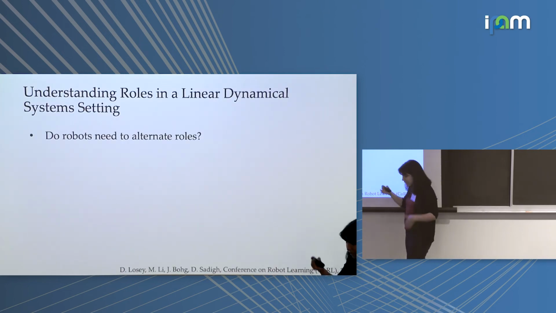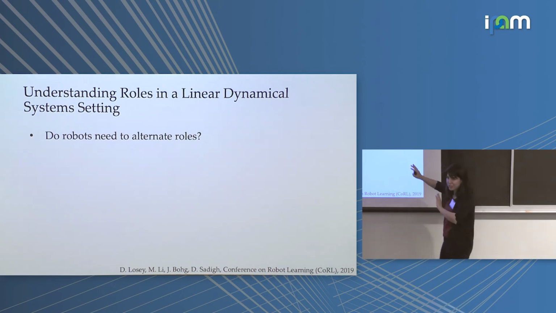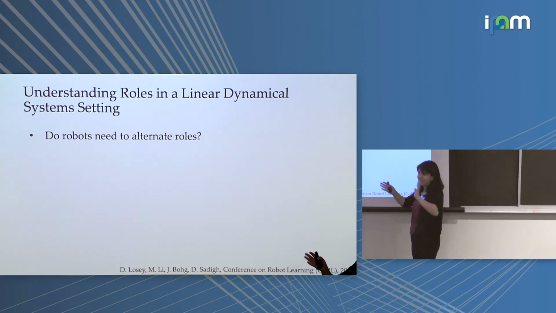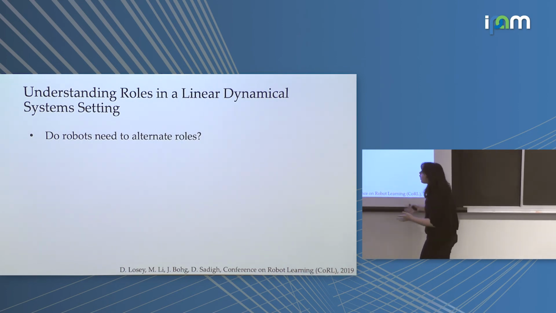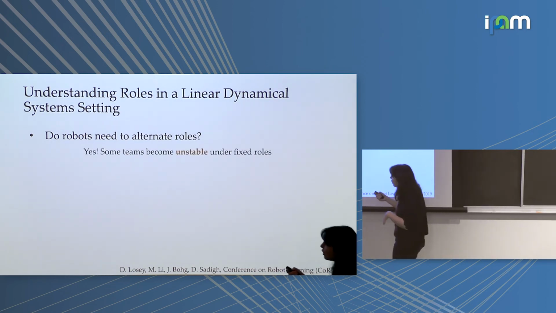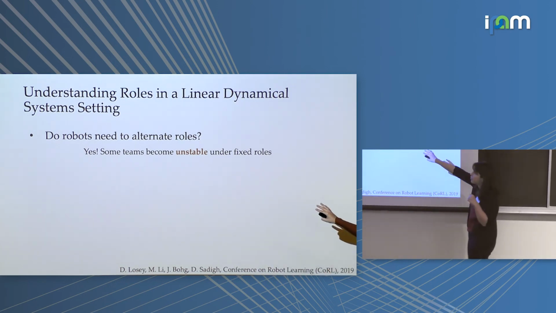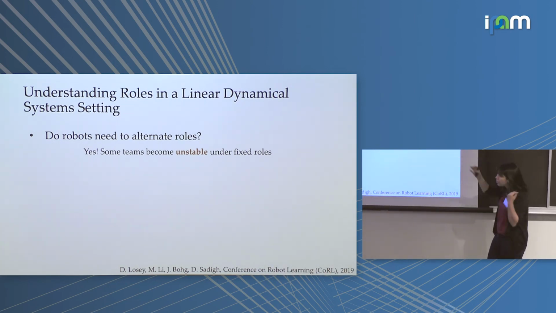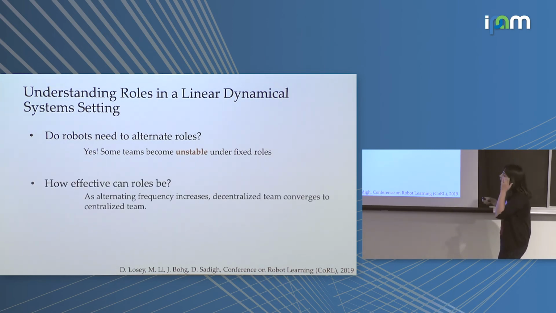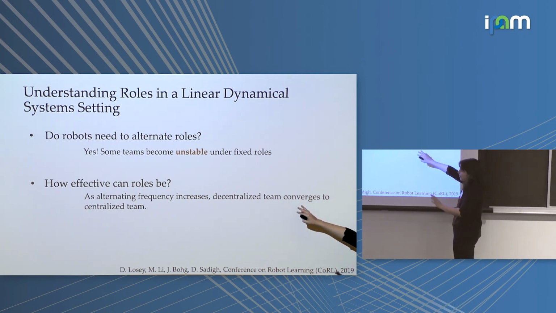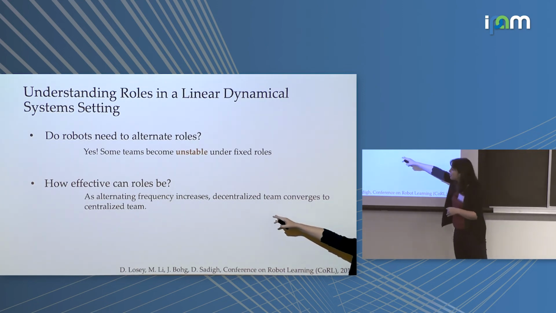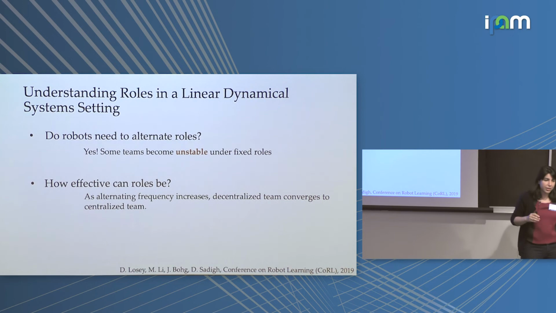In a linear dynamical systems version of this, not the robot version, imagine you have two linear dynamical systems working together, with literally x dot equals Ax plus Bu. What we can show is you have to alternate roles to achieve the goal. If you have fixed roles, your systems are going to become unstable after some amount of time. So you need to have alternating roles. And in addition, this is kind of an obvious statement, but you can prove that as you increase the frequency of your alternation, you get close to the behavior of a centralized team. So your decentralized team becomes close to a centralized one.